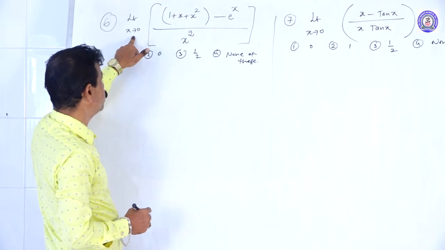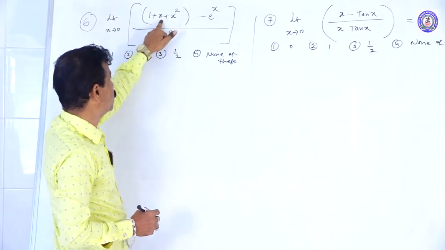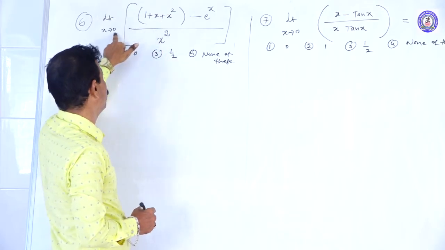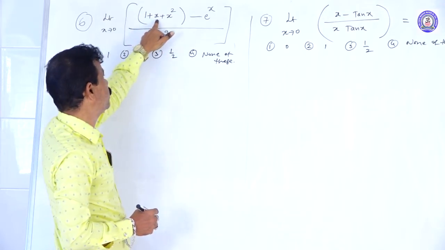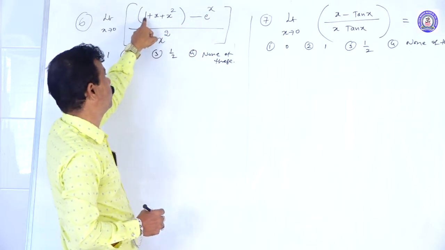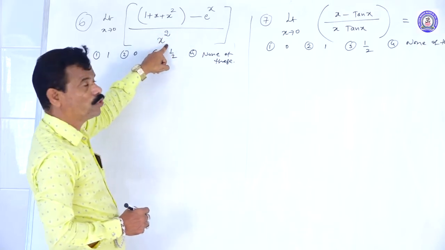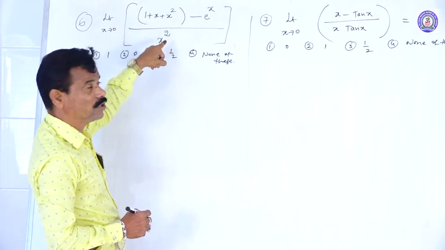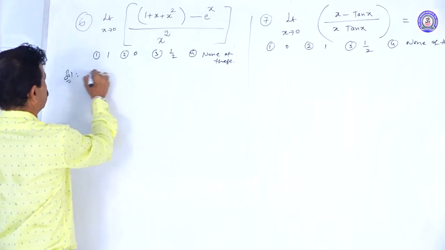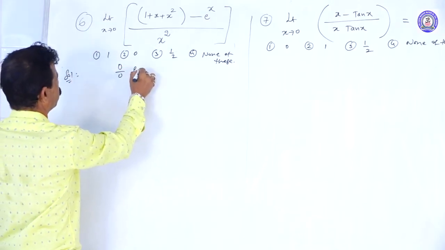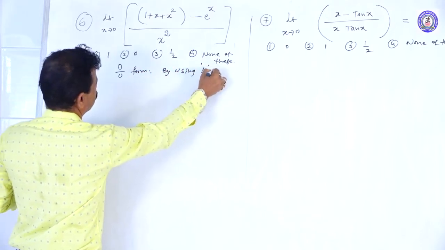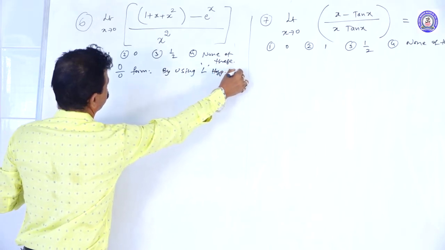Here limit x tends to 0, 1 plus x square minus e power of x by x square. So if we apply x tends to 0, here 0, 0, e power of 0 is 1. This is 1. Here 1 minus 1, 0. This is also 0. So it is in indeterminate form, 0 by 0 form. By using L'Hospital rule.